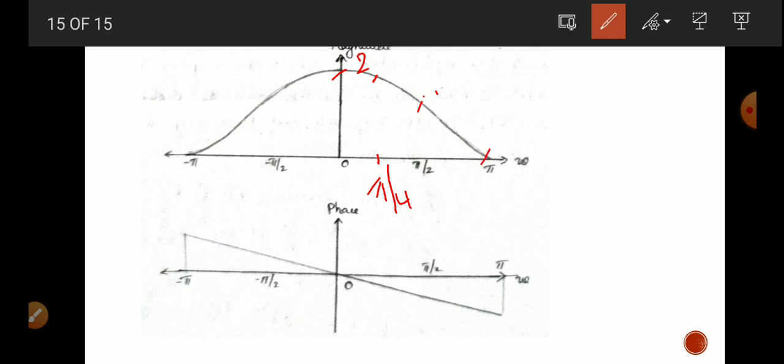So on plotting the magnitude, we get the magnitude response. Similarly, on plotting the phase, we get the phase response also. This is the way to plot the magnitude response and phase response of a system from the differential equation.